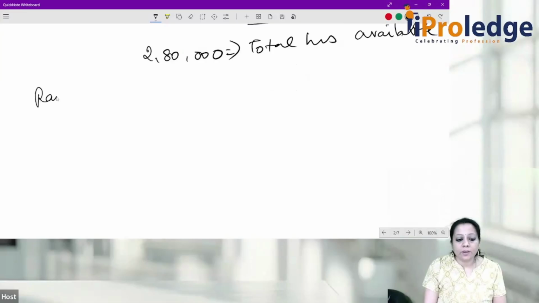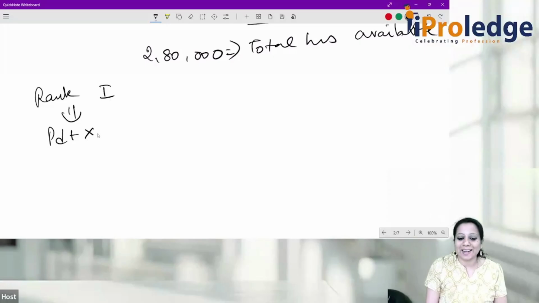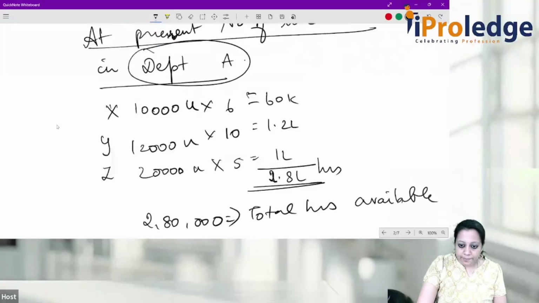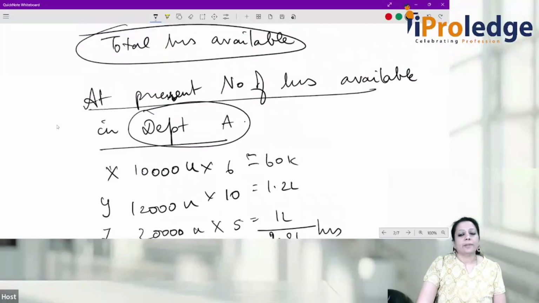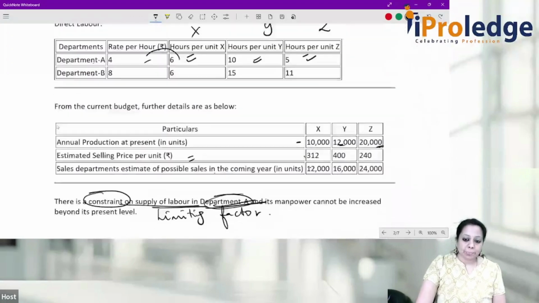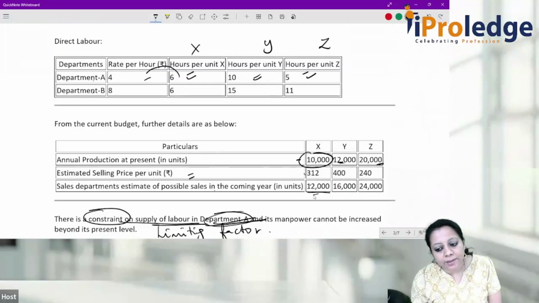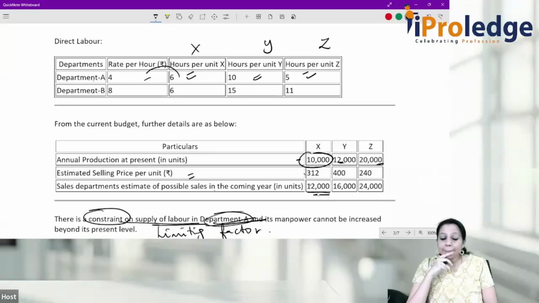In that rank one, which one got product X? I hope you all correct. Product X, how many hours do we need? 60,000. Remember everyone? Yes. Now, 60,000 hours, but how much sales can be possible? 12,000. Possible sales is 12,000.